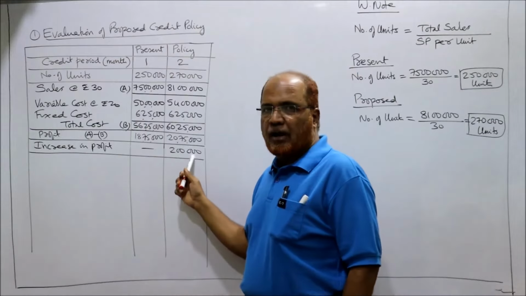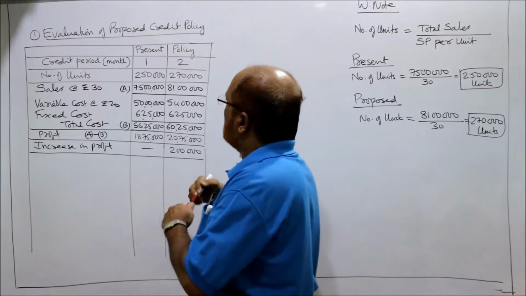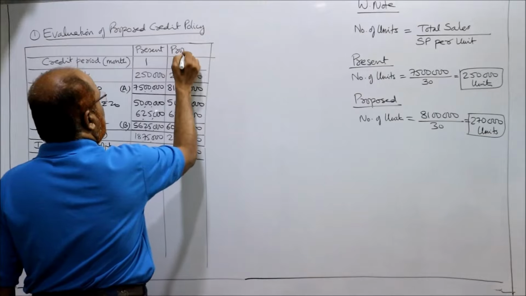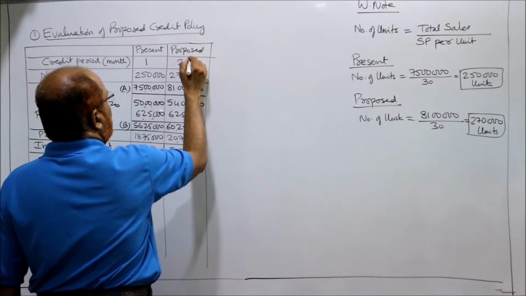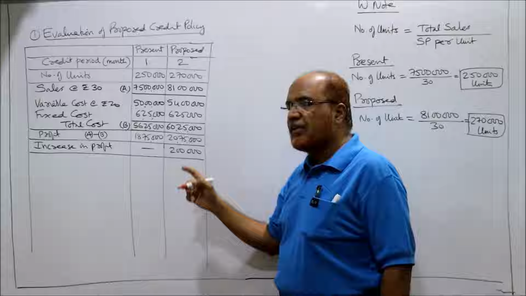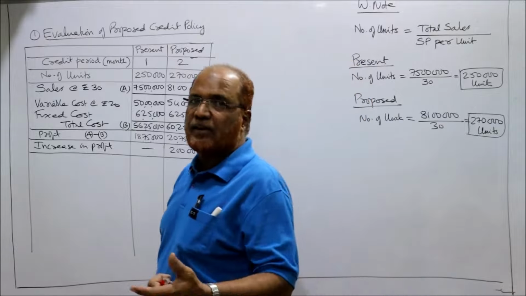2 लाख रुपए प्रॉफिट बढ़ रहा, ये बेनिफिट है. अगर ये प्रपोज्ड पॉलिसी अडॉप्ट करेंगे, if we adopt the proposed policy, then we'll get a profit of rupees 2 lakh. 2 लाख रुपए प्रॉफिट आएगा, ये बेनिफिट है. Now we have to find out what is the cost.